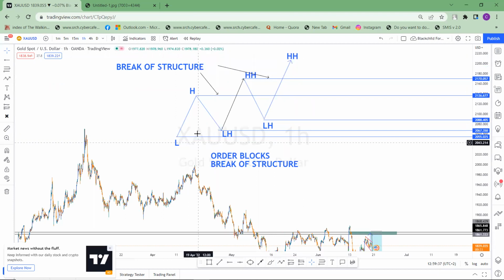What you have to know is that for you to identify the direction of the market, just know that if your higher low has been broken, mostly it's denoted as X.